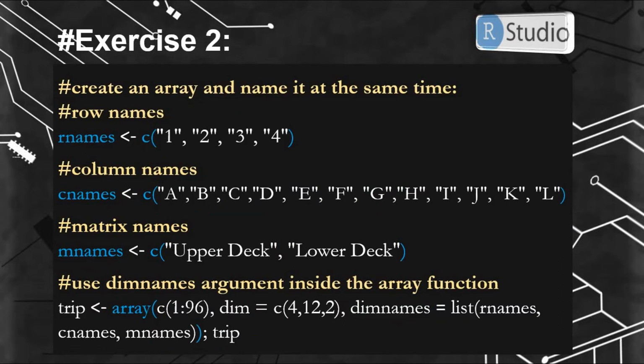Another option, as shown here in exercise 2, is that we can assign the names for the rows, columns, and the matrices first. Then we will create our array. And inside the array function, we will use the dimnames argument here.